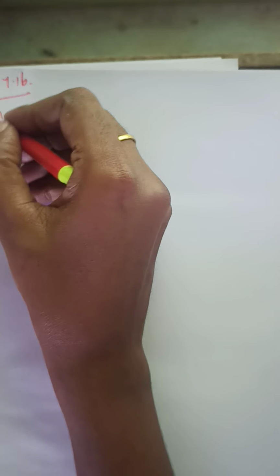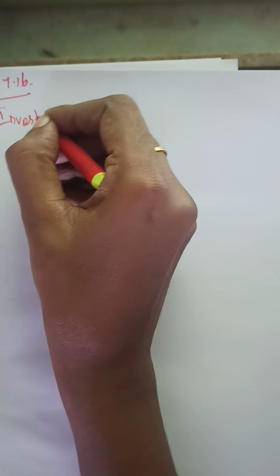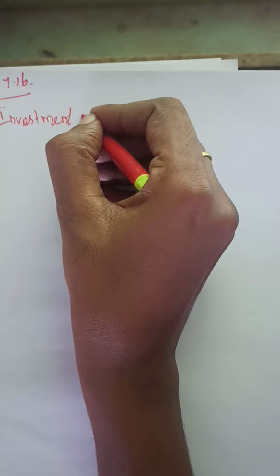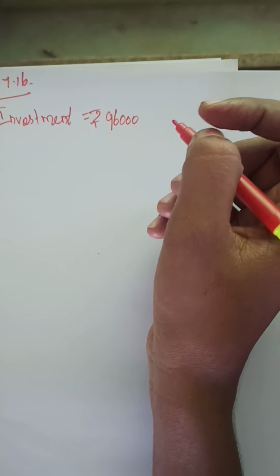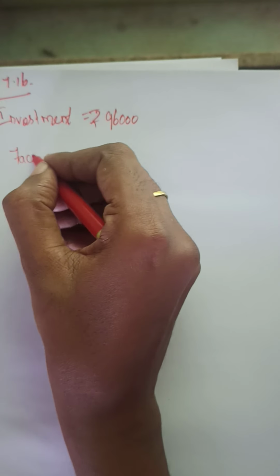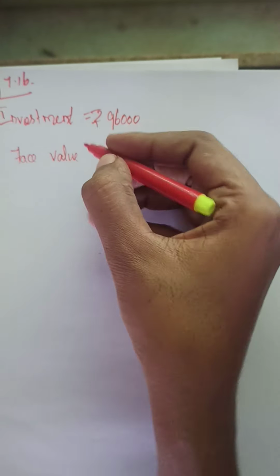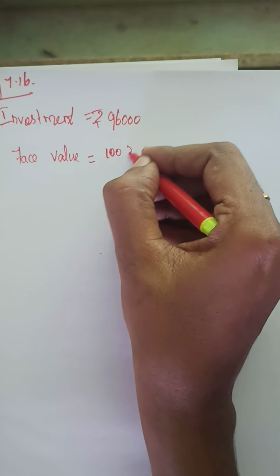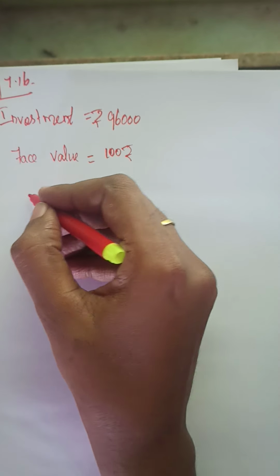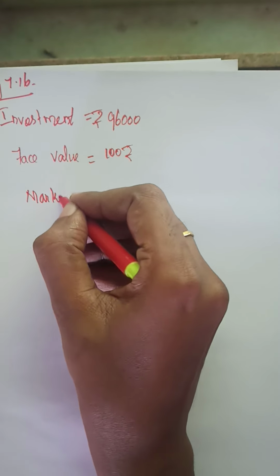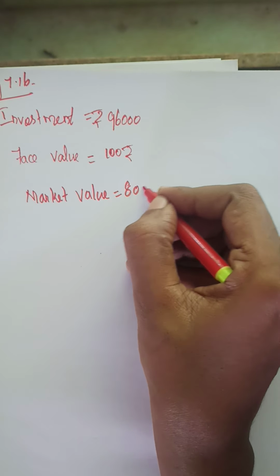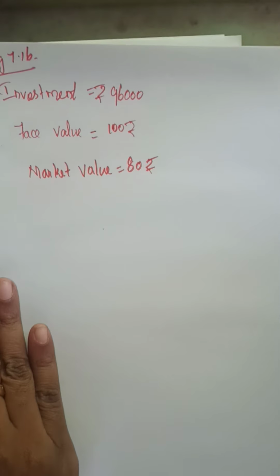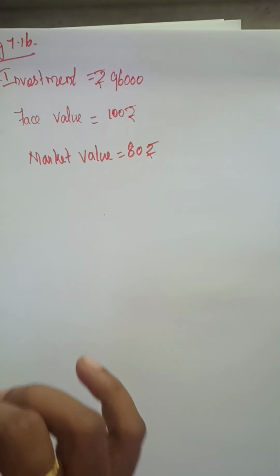So first we are going to write all the given values. Investment is equal to how much is given? Rupees 96,000. Okay, then next one, face value, how much given? 100 rupees. Then market value, how much given? 80 rupees. Investment, face value, market value, everything given.